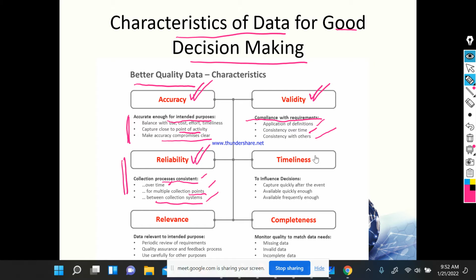The fourth characteristic is timeliness. Timeliness is a very important characteristic of data for good decision making. Why? Because this influences the decision: data must be captured quickly after the event and be available quickly and frequently enough. When we want to make real-time decisions, the timeliness of the data plays a very vital role.